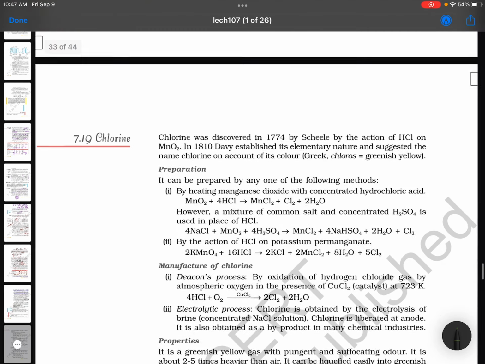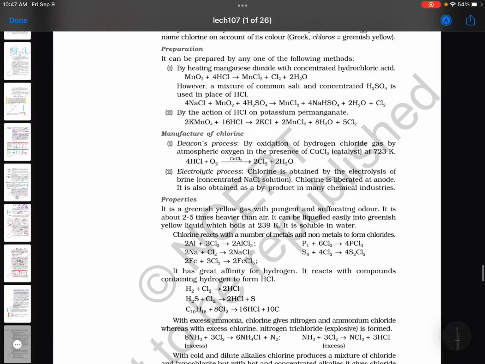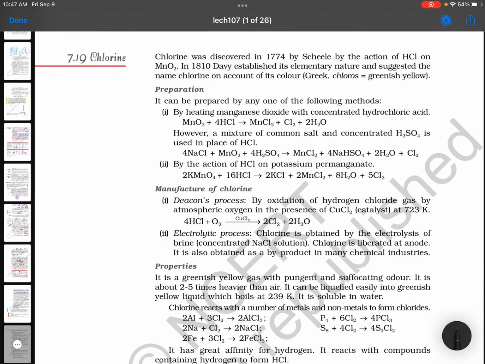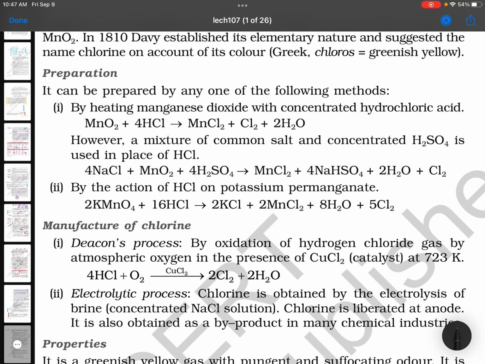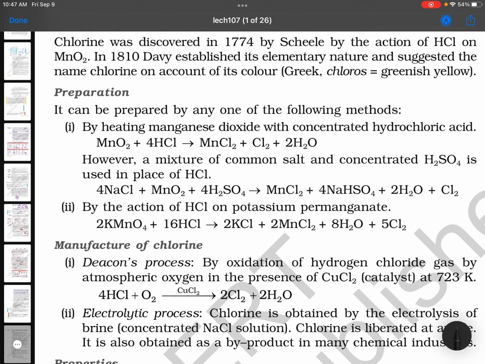Exactly. So coming to chlorine. Chlorine part we'll discuss now. In this we'll complete chlorine. Chlorine was discovered in 1774 by Scheele by the action of HCl and MnO2. In 1810, Davy, and so on. We don't require this history. Now we respect them, but we don't require that.